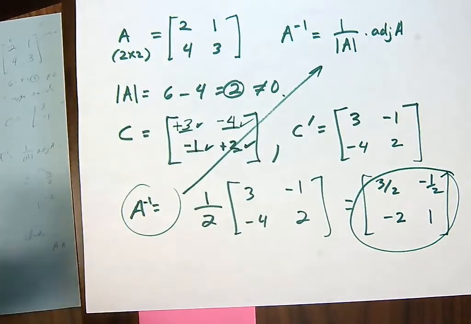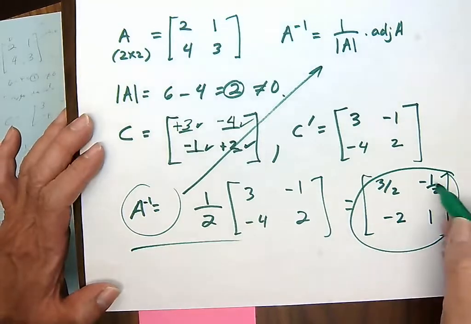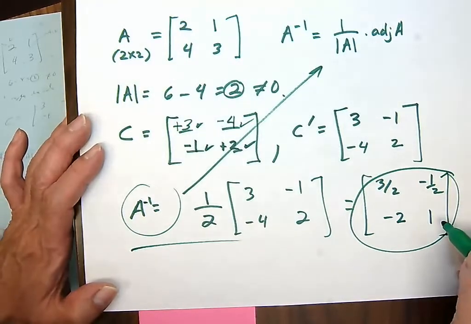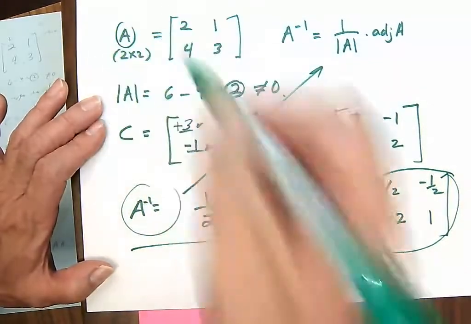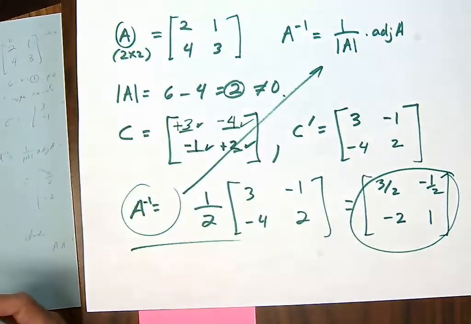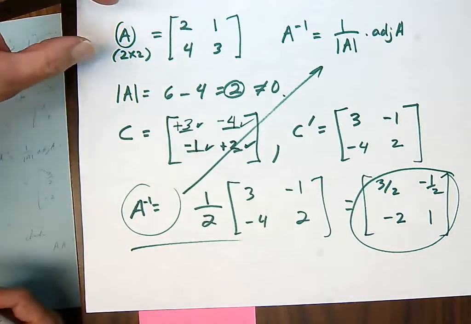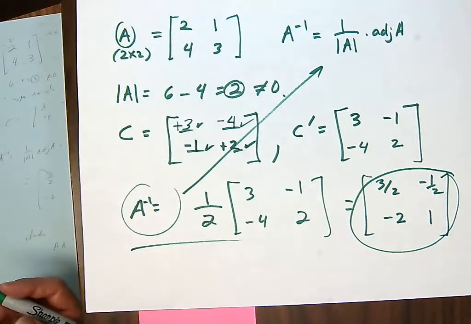And you should always check your answer. So how do we know that this matrix here is truly the inverse matrix of our A matrix? Well, the property of the inverse matrix is that if we take the A matrix and multiply it by its inverse matrix, we should get back the identity matrix. And let's see if we get that.